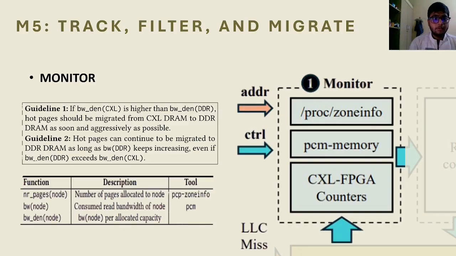Guideline 1: if bandwidth density of CXL is higher than bandwidth density of DDR, hot pages should be migrated from CXL DRAM to DDR DRAM as soon and aggressively as possible. Guideline 2: hot pages can continue to be migrated to DDR DRAM as long as bandwidth of DDR keeps increasing, even if bandwidth density of DDR exceeds bandwidth density of CXL. Now let's move on to the nominator.